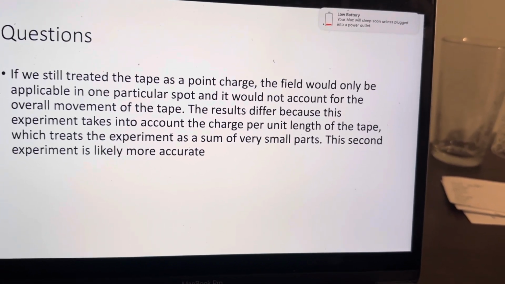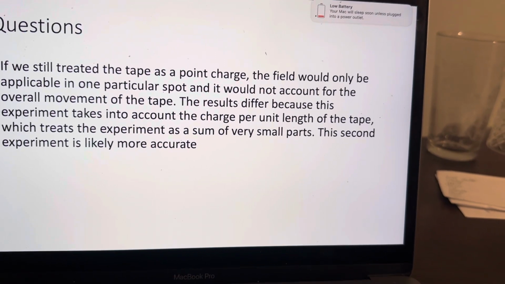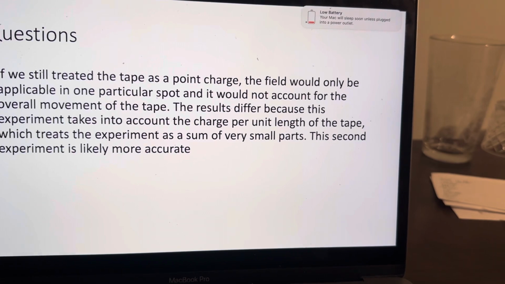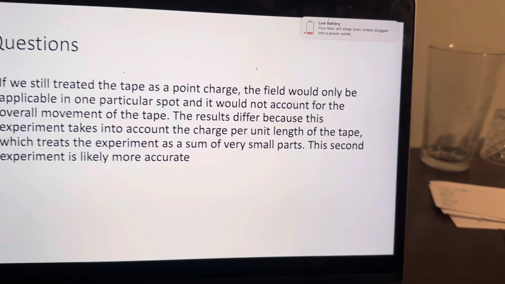The results differ because this experiment takes into account the charge per unit length of the tape, which treats the experiment as a sum of very small parts. The second experiment is much more likely accurate.